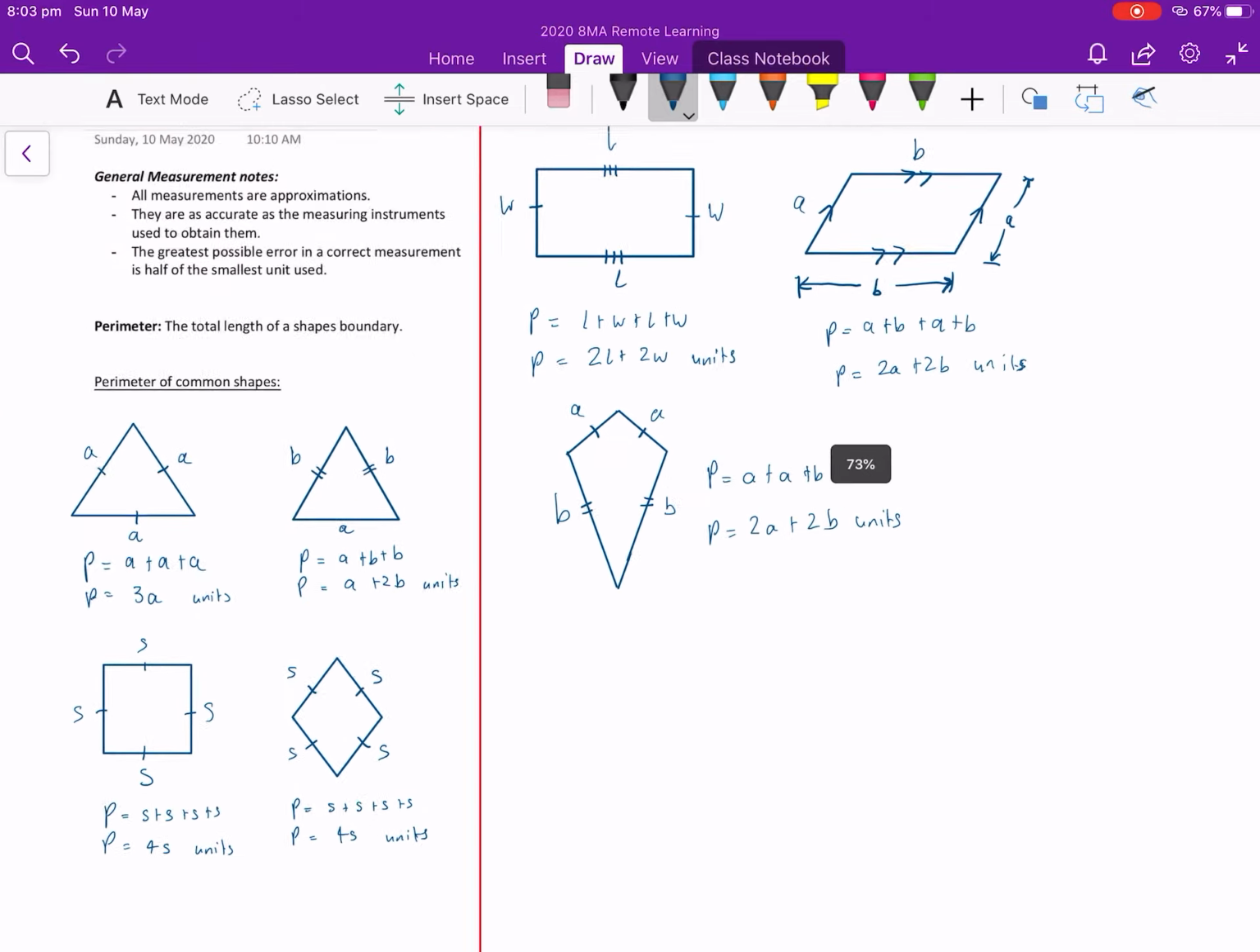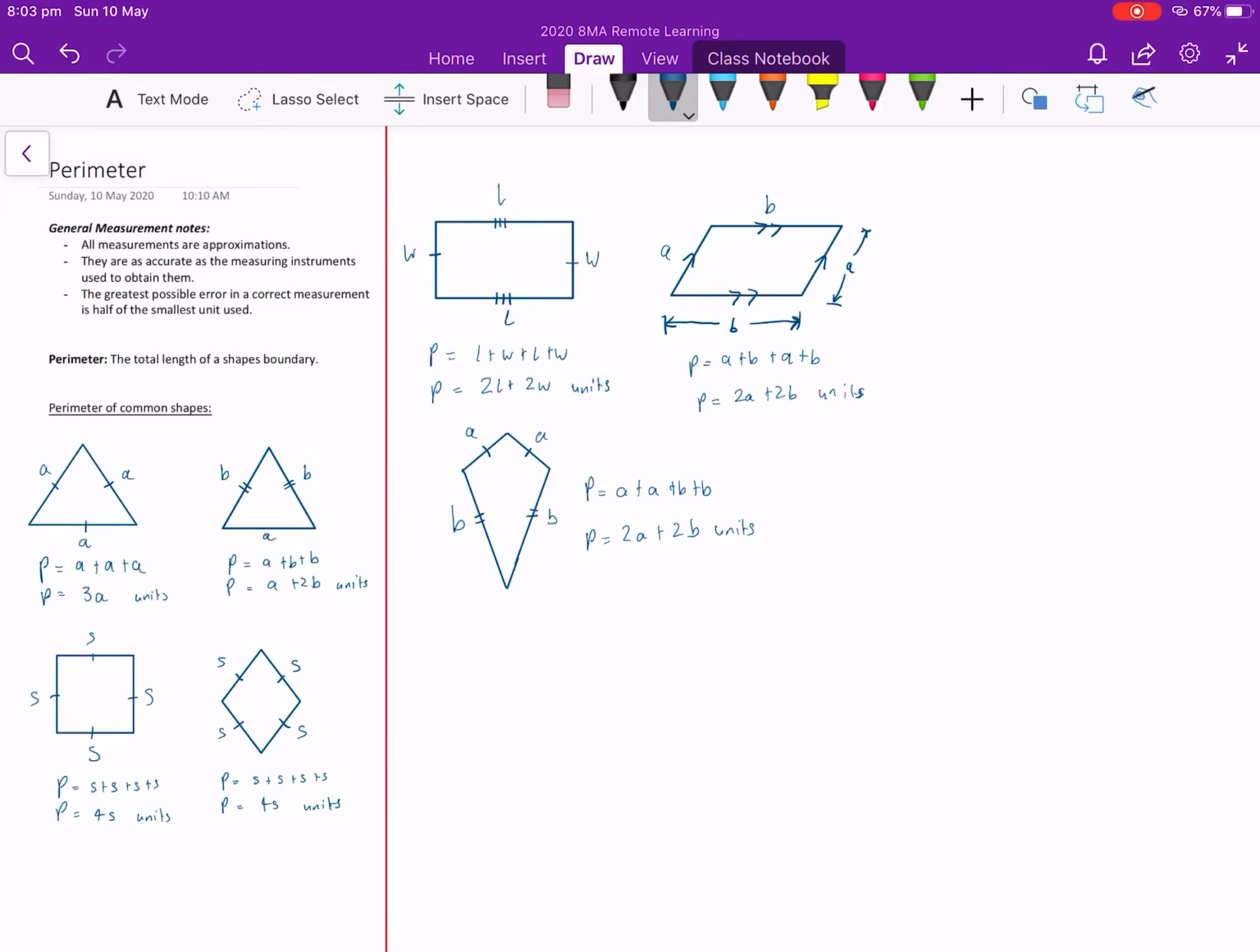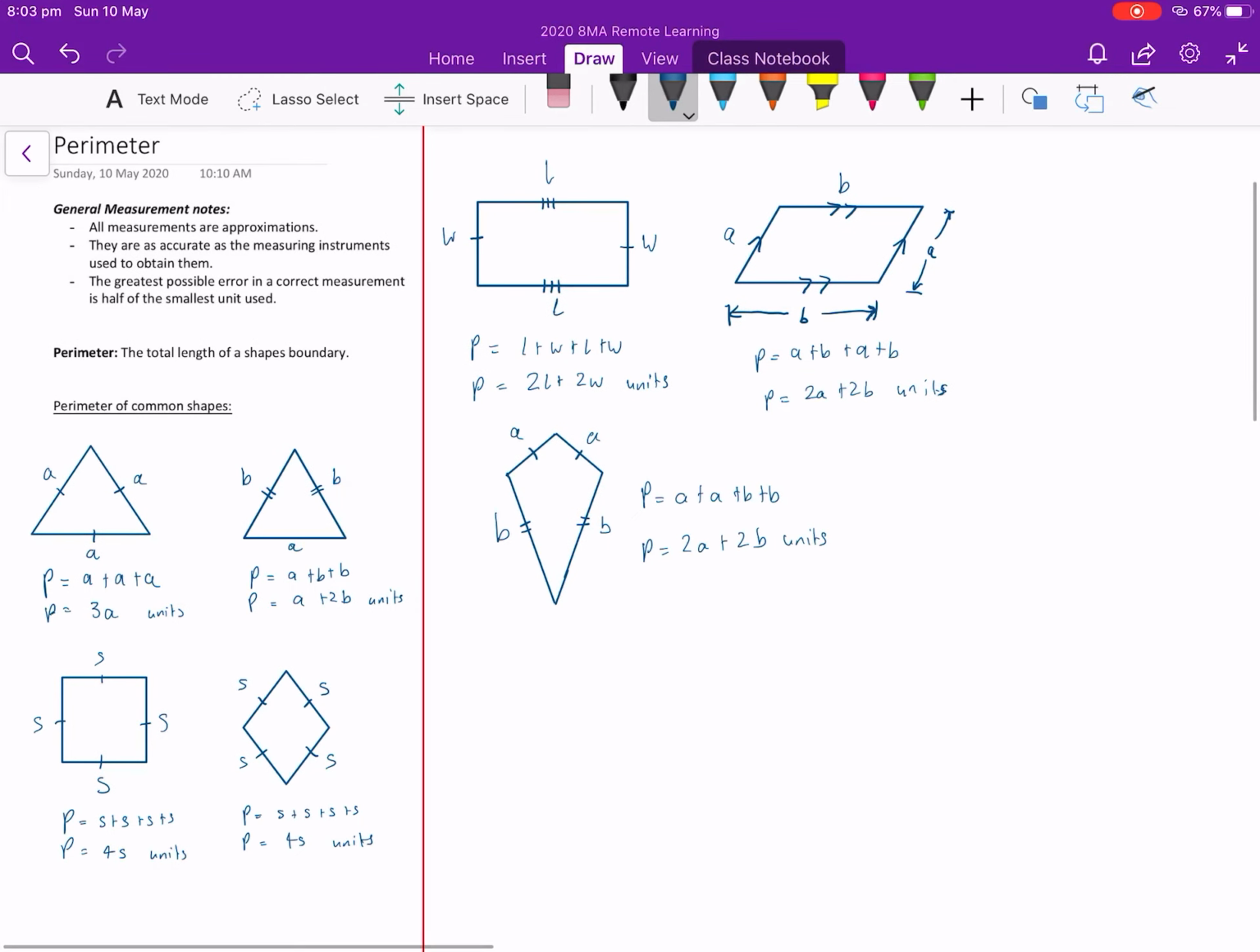Now, that is an overview of perimeter. It might be worthwhile to screenshot this and print it out and paste it into your exercise book for future reference, as it will be great for study notes going down the road. All right, so good luck with all your questions, and make sure that if you do have any further questions, to contact your teacher. Thank you.